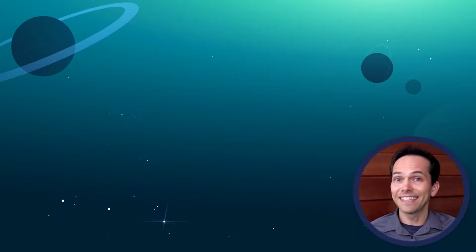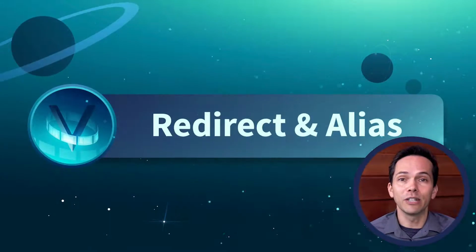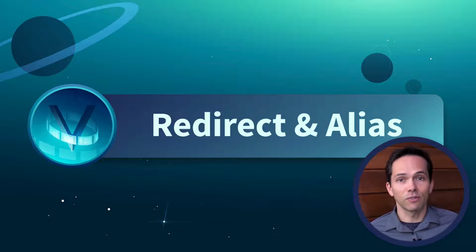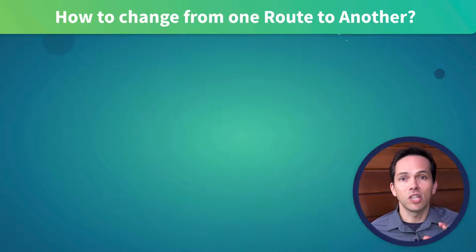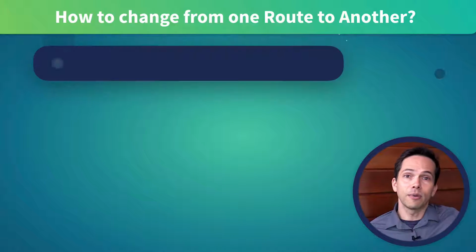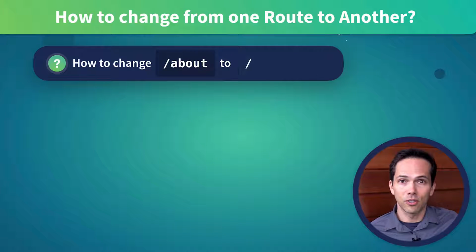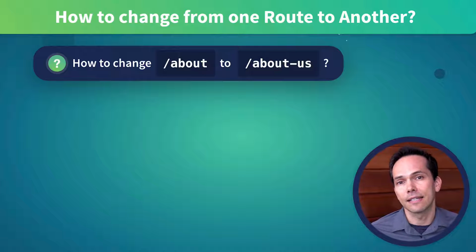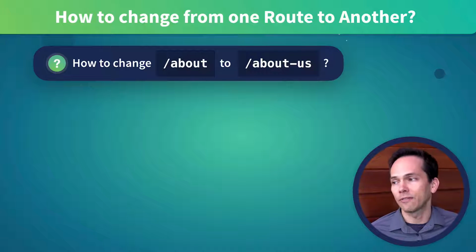Welcome back to Vue Router. In this lesson, we're going to be learning about redirect and alias. As your application grows, at some point you may want to change URL paths. And how do you do that in Vue? For example, if we wanted to change about to about-us, there would be two things we'd have to do.